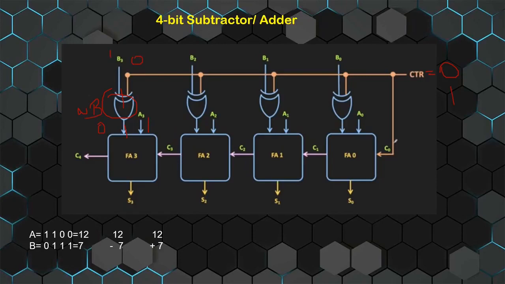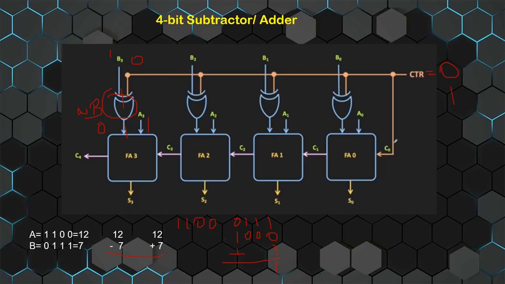Okay. So here let us take the example of 12 minus 7 and 12 plus 7. Both we shall solve. What is 12 minus 7? We solved it in the last question. We have to take the complement of 7 and add 1 to it. The binary representation of 12 is 1100, and the binary representation of 7 is 0111. We take the complement of it, 1000, and we have to add 1 to it.